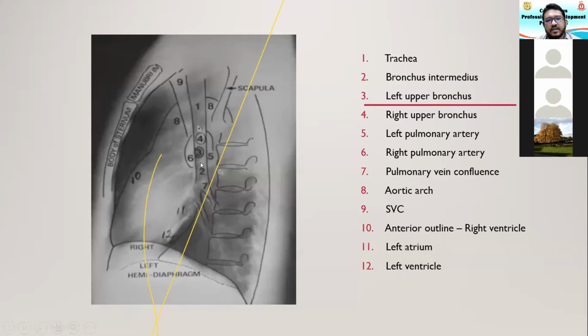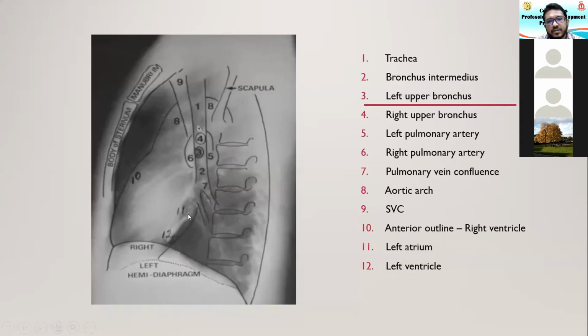So if you find something more than these things, you have to think of something like a lymphadenopathy in the hilum. You just don't interpret a lateral film alone. You have to go with an AP or a PA view for comparison. What are your findings in the lateral film? So number two is bronchus intermedius, left and right upper bronchus, left pulmonary artery, right pulmonary artery.